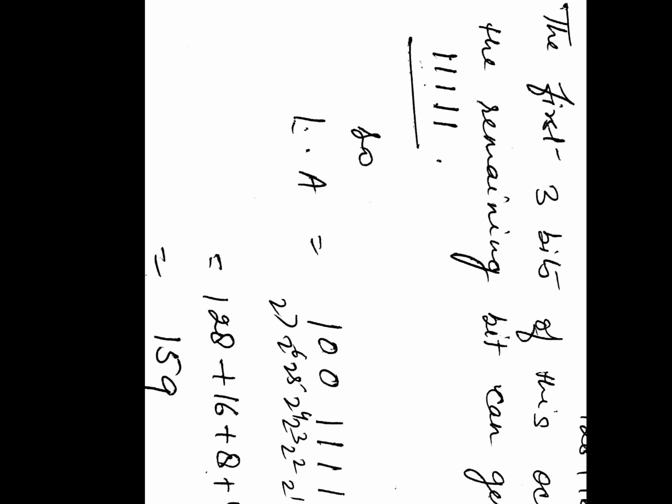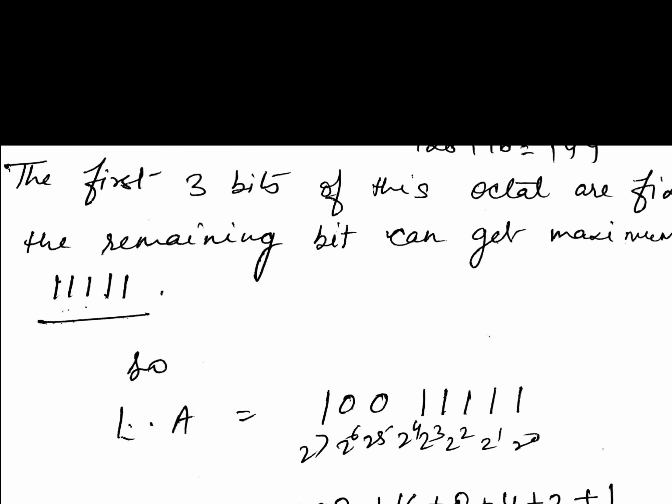According to the question, the first three bits of the octet are fixed, so the remaining bits can take maximum values. We keep the first 27 bits unchanged, and for the last address we put 1s in the remaining bits. We keep the 100 unchanged, because it has to be the last address numerically, so we put the rest of the bits as 1. That is 11111, the last 5 bits are put as 1.